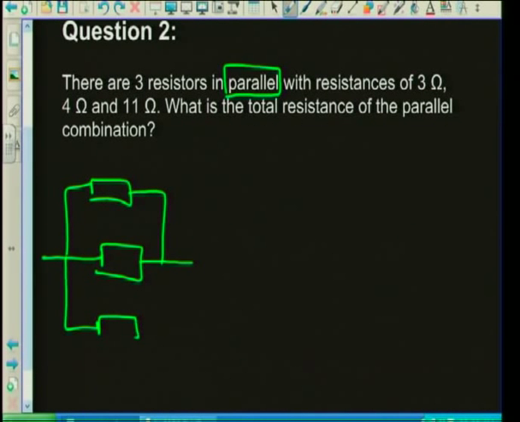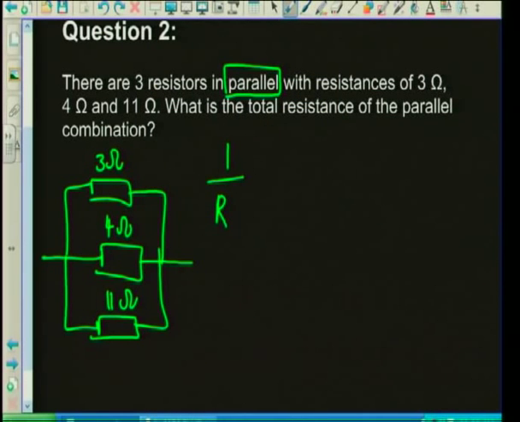There we go. I like to draw diagrams. I'm very visual, so it makes things easier for me. 3 ohms, 4 ohms, 11 ohms. Great, that means it's parallel. Parallel means we've got to use a fraction. Oh dear. Okay, so total resistance. 1 over R parallel is 1 over R1 plus 1 over R2 plus 1 over R3. Please, I'm begging you. You must have an equation.